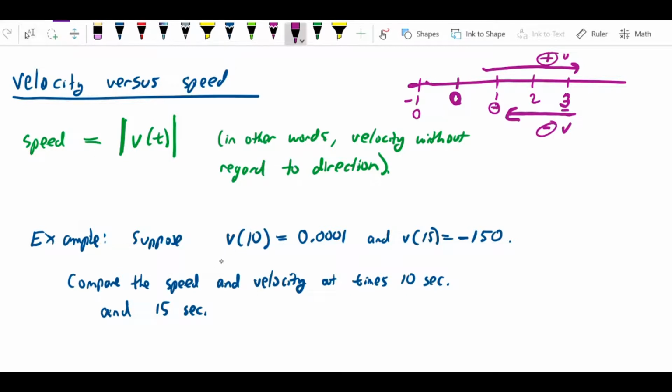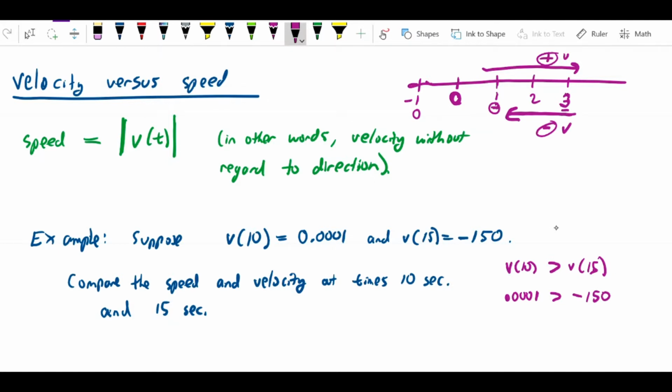If we suppose, for example, that v of 10 is 0.0001, so that's 1/10,000th, and v of 15 is negative 150, we want to compare the velocity and speed at times 10 seconds and 15 seconds. What we can see is that at time 10 seconds, the velocity is actually greater than it is at time 15. In other words, v of 10 is actually greater than v of 15. This is a purely numerical result based on the fact that a positive 0.0001 is a greater number than negative 150. However, at time 10, the speed is much lower than it is at 15.